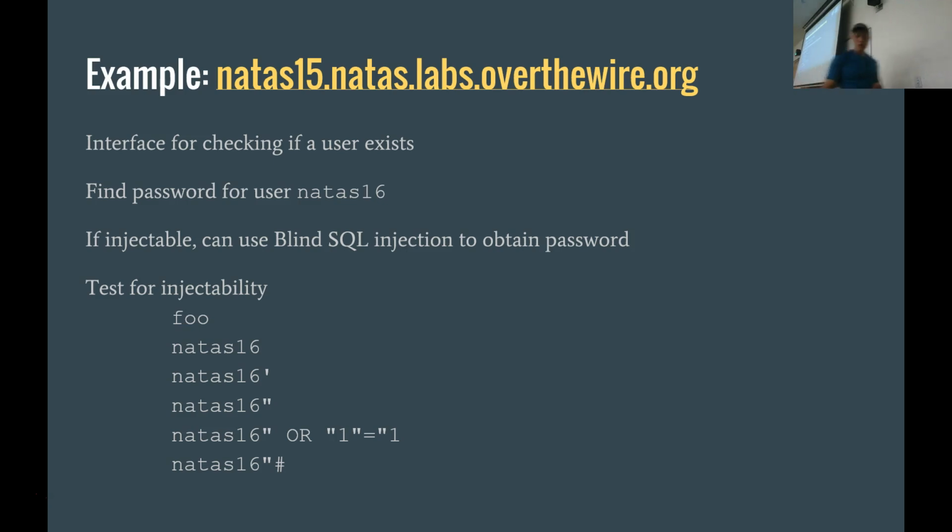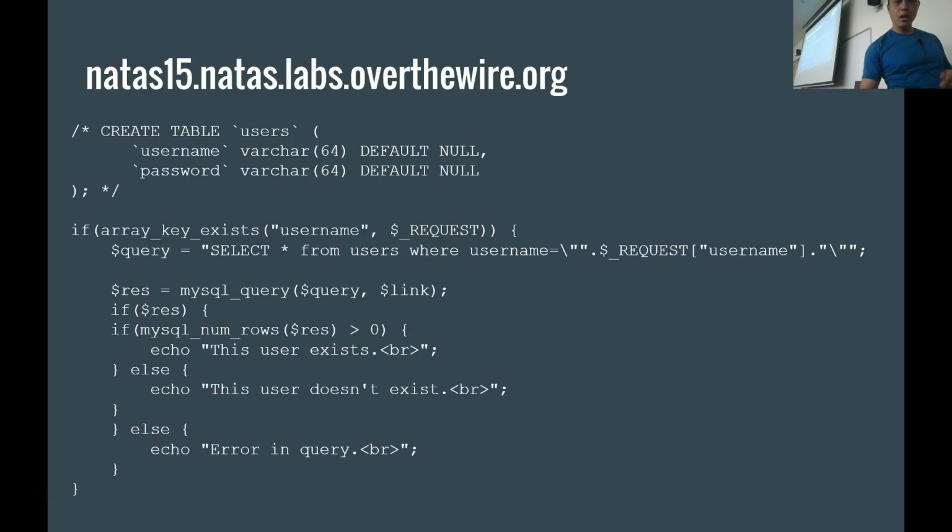So I'm going to show you the actual PHP code that implements this level. On the back end, there is a table, and it's got username and password, and that's in the comments at the top. So 64-character username, 64-character password, and this is the PHP that implements the form. And you see the query is double quoted: select star from users where username is whatever is supplied in the request, the username HTTP request parameter.